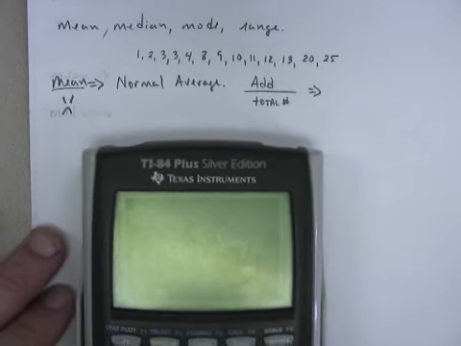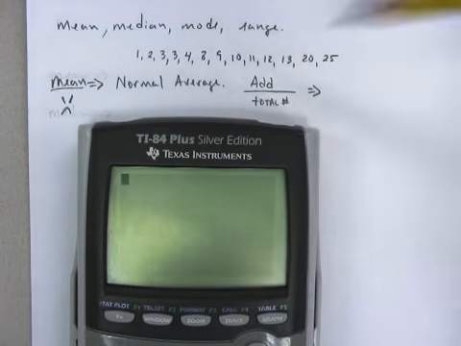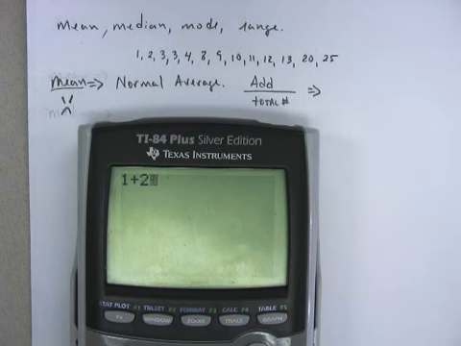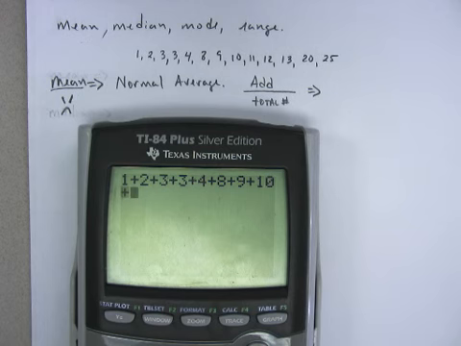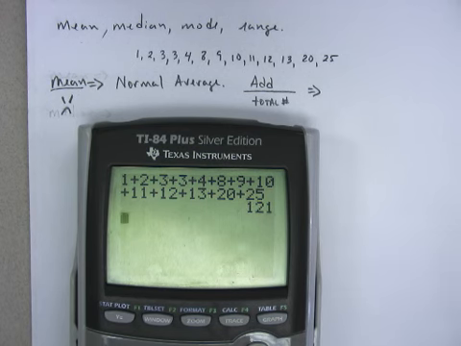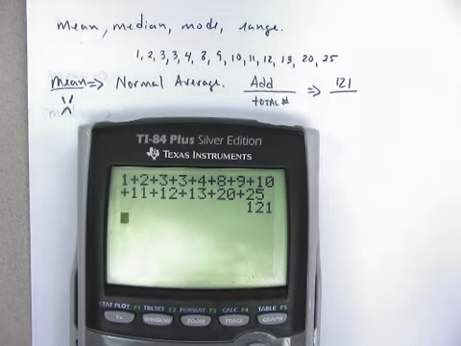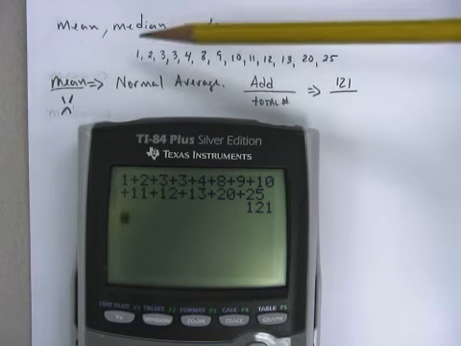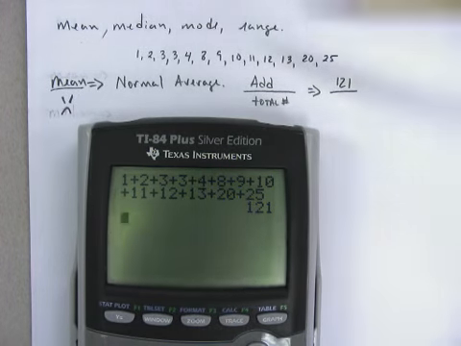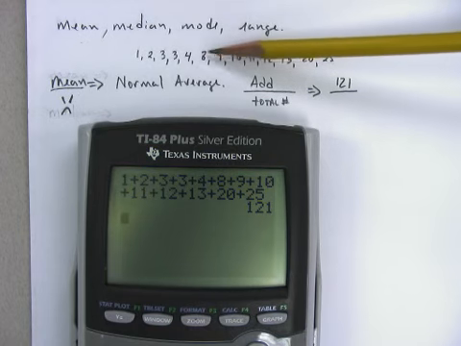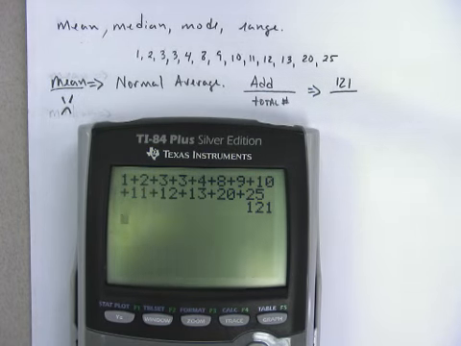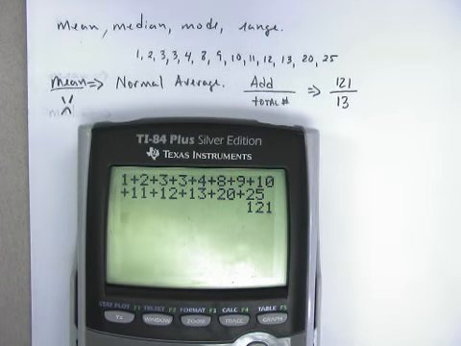All right, so here's my calculator. And all I'm going to do is just add all these numbers up, and hopefully you can observe. There's the two threes, the four, the eight, the nine, the 10, 11, 12, 13, 20, and 25. So when I add them up, the total is 121. Okay, now the next thing I'm going to do is count how many I have. So how many numbers do I have? 1, 2, 3, 4, 5, 6, 7, 8, 9, 10, 11, 12, 13. I have 13 numbers altogether.